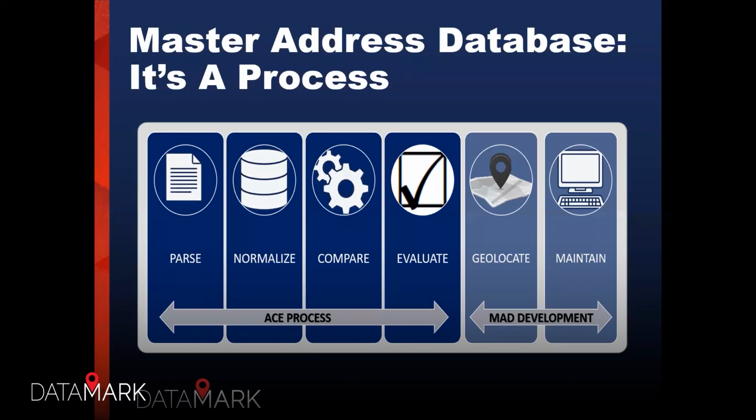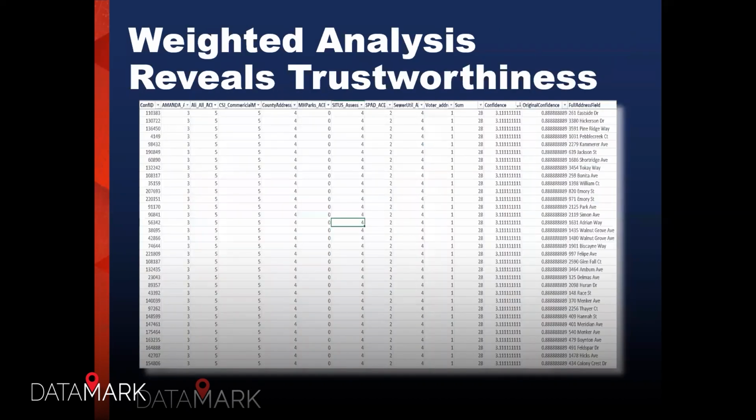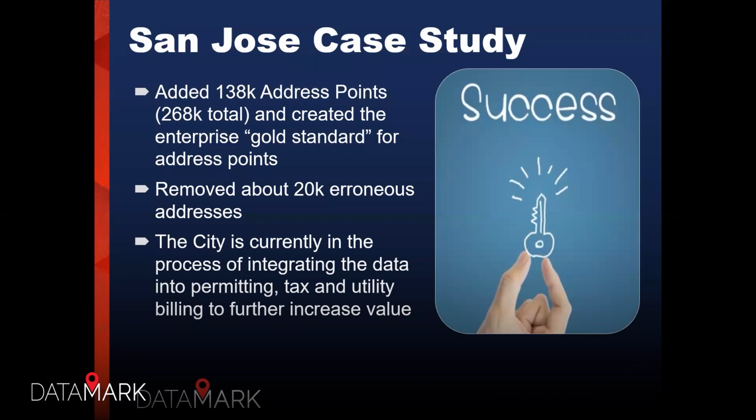In order to do this, we took these databases, parsed, normalized, compared them, and then we did this evaluation that we just discussed. After that, we geolocated the additional address points, and we put them in a master address database. All in all, we added, of those 150,000 points, 138,000 address points, which brought their total up to 268,000. Through that process, we actually found 20,000 addresses that were in their existing GIS database that were either duplicates or were replaced by sub-addresses.